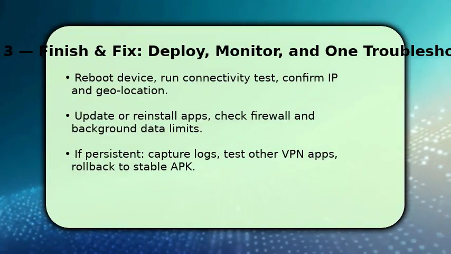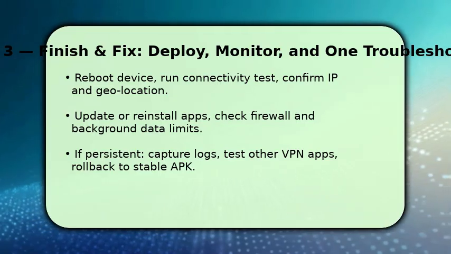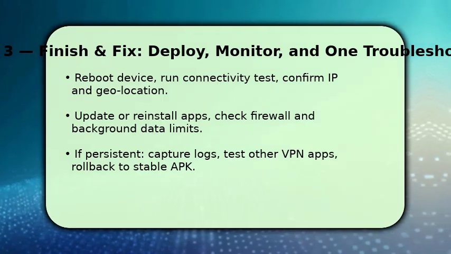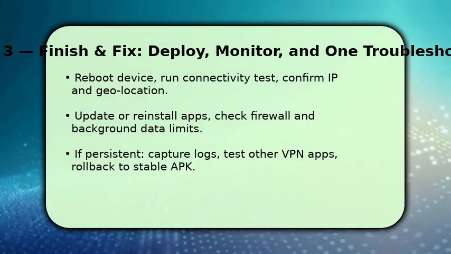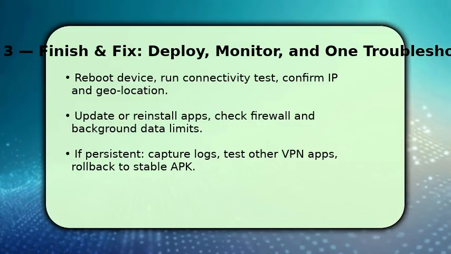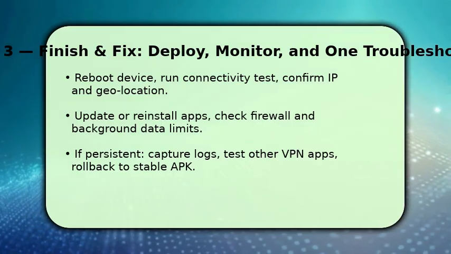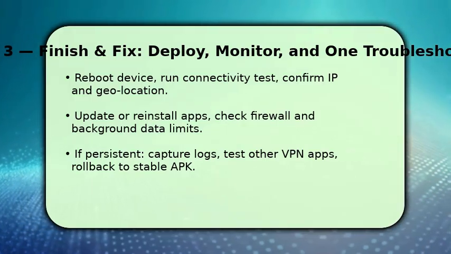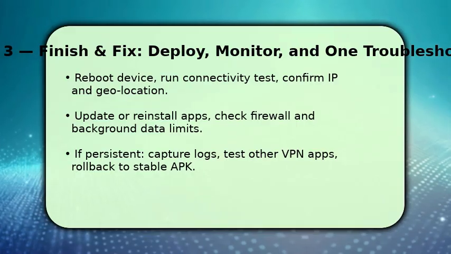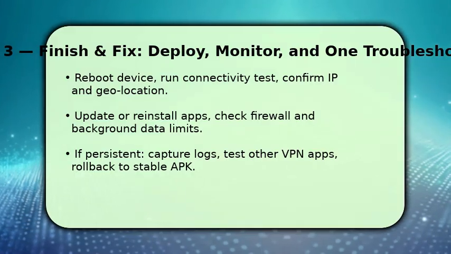If issues persist, update or reinstall both Happymod and the VPN client, and ensure the system firewall or data saver isn't blocking background traffic. If you still fail, capture logs and test a different VPN app to isolate the problem. Then consider rolling back to a known stable APK. This step-by-step narrows causes and recovers a working tunnel.